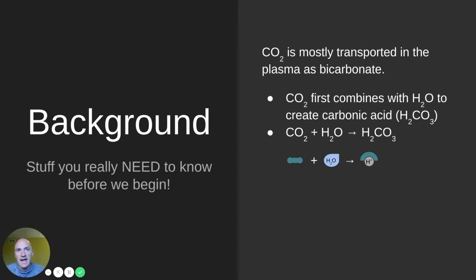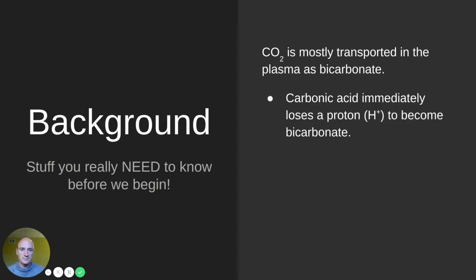Now, if you know anything about acids, and I understand a lot of you may have forgotten, the type of acid that we're talking about today is going to release a hydrogen ion, this proton. That's what acids do. They increase the hydrogen ion concentration in a solution. So this thing is going to pop off. Let me show you that. Carbonic acid immediately loses a proton to become this bicarbonate that I talked about.